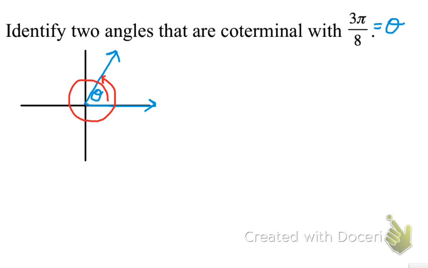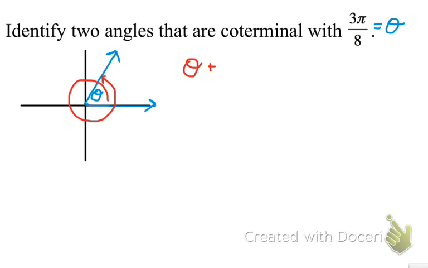So what did we do? One full rotation all the way around, which is 360 degrees or 2 pi radians, and then we continue on past that to the terminal side of theta. So what we've essentially done is we've taken theta, we've taken its angle measurement, and we've added one full rotation.